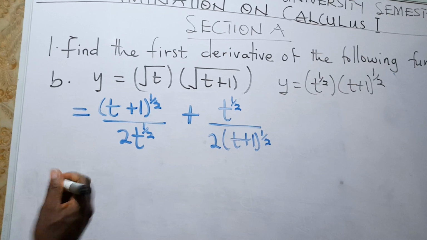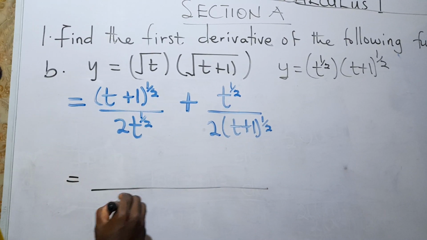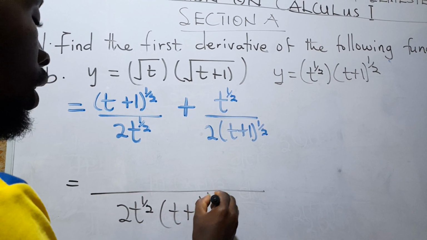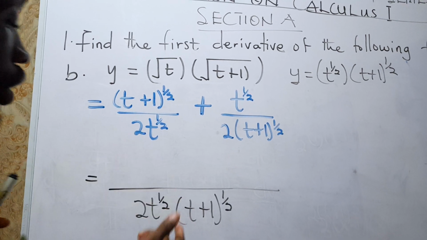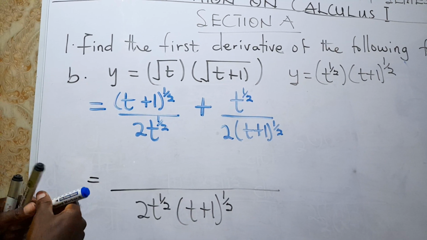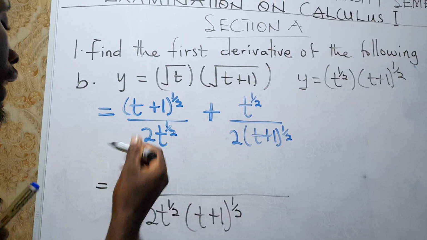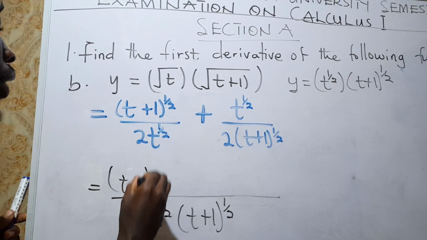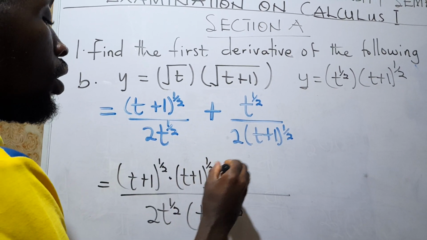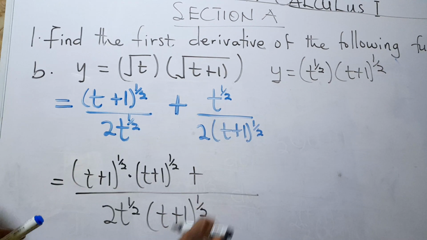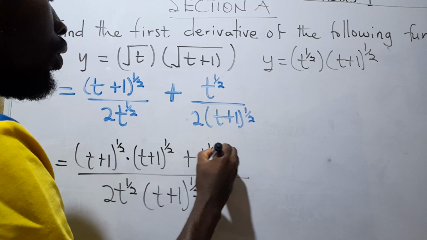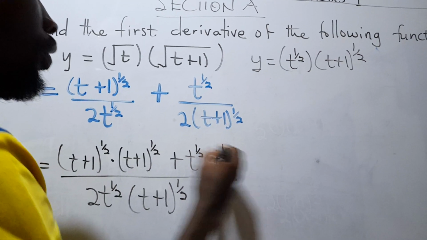So we'll find the LCM here and simplify. So the LCM will be 2 t exponent half, then t plus 1 exponent half. Now if this divides this, we'll be left with t plus 1 exponent half. It will multiply this t plus 1 exponent half. So we'll have t plus 1 exponent half times t plus 1 exponent half plus, if this divides this, it will end with t exponent half. It will multiply this t exponent half. So we have t exponent half times t exponent half.